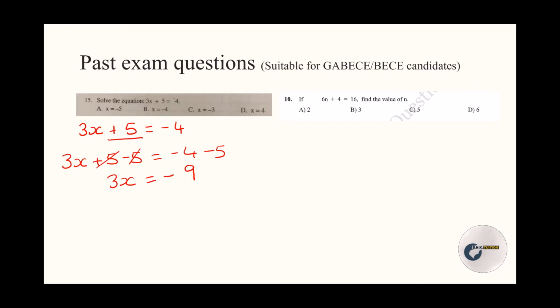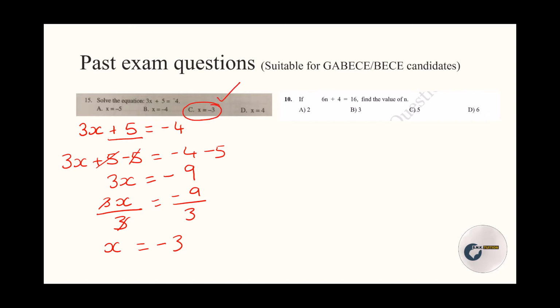So then I am going to divide by 3 as the opposite to get x by itself. So I'm going to do the same to both sides. That cancels and leaves x by itself. And minus 9 divided by 3 is the same as minus 3. So we look at our options here, and if you circled C, you would be correct.